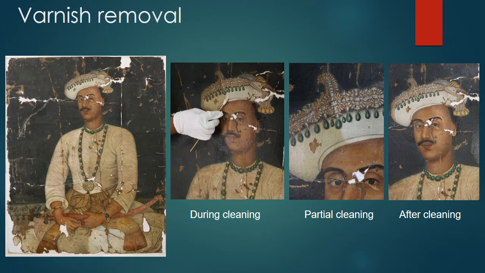Solvent cleaning. During the microscopic examination of the cross-section of the paint layer, a thick layer of natural varnish was observed. This varnish layer has turned yellow due to aging. Solvent cleaning was done to remove this layer of varnish without disturbing the paint layer to enhance the aesthetic appearance of the painting. Different stages of cleaning photographs show the cleaning process and the change in aesthetic appearance.